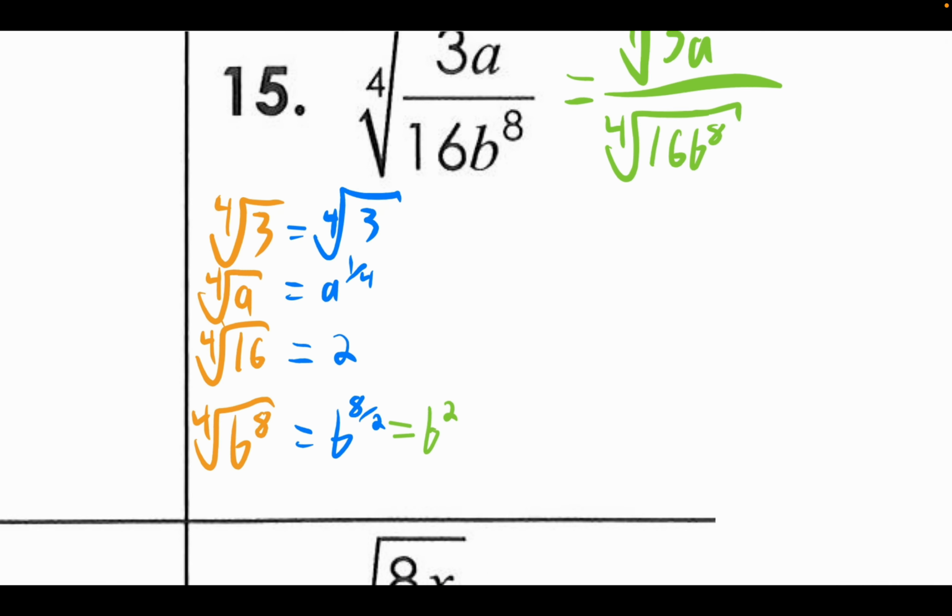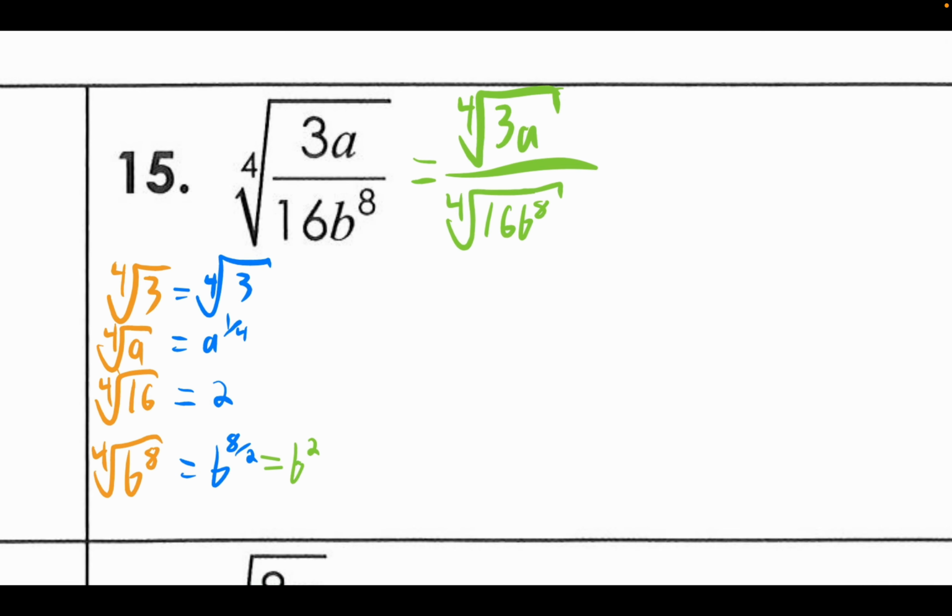So the bottom works out quite nicely, and nothing changes on the top. So the top, once again, is still the 4th root of 3a. The bottom becomes 2b squared. Nothing simplifies, and we're done.